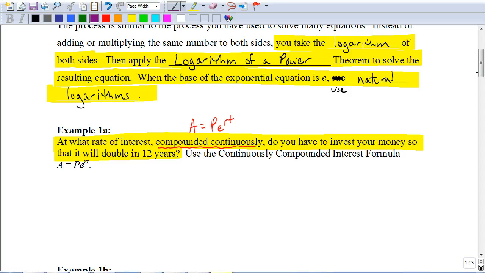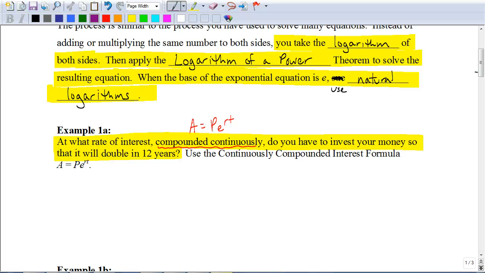Now what I have highlighted is the way that would be phrased in a test question, because I would not give you the formula. It says, at what rate of interest compounded continuously do you have to invest your money so that it will double in 12 years? Again, I would not give you the formula, so you need to recognize the fact that when it says compounding or compounding continuously, that's when we use that formula for PERT, principal times e to the r times t as your exponent.